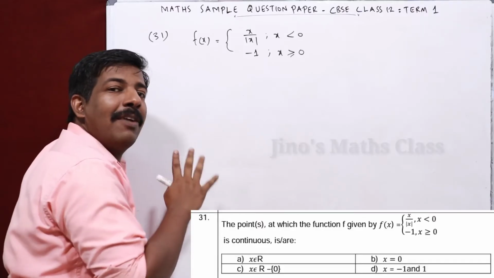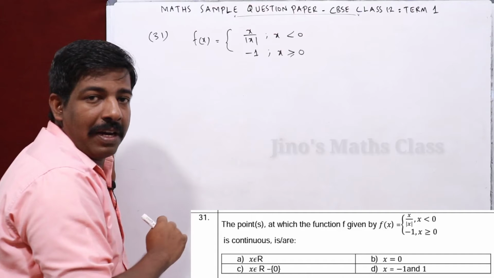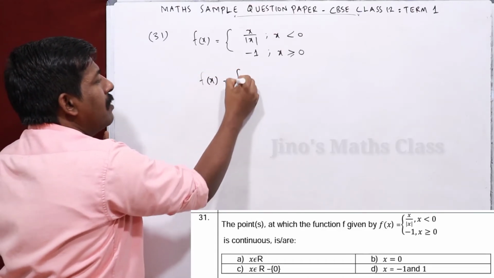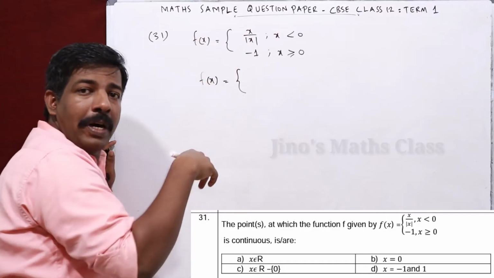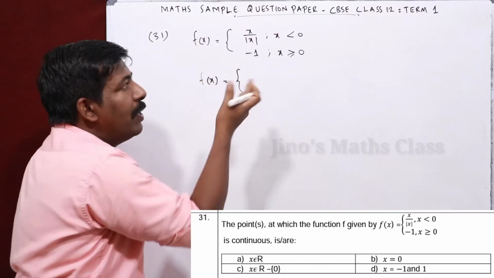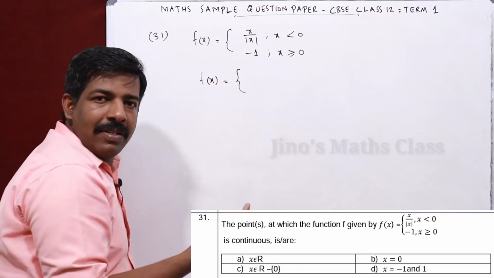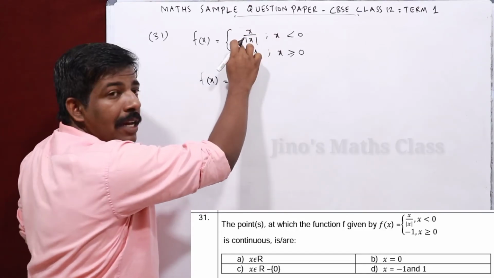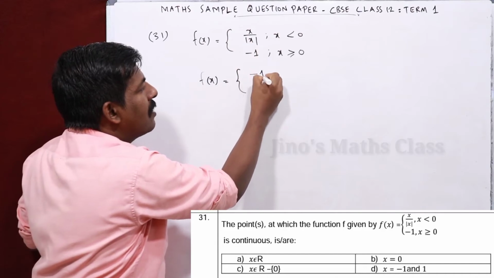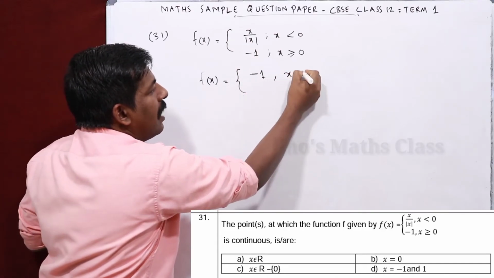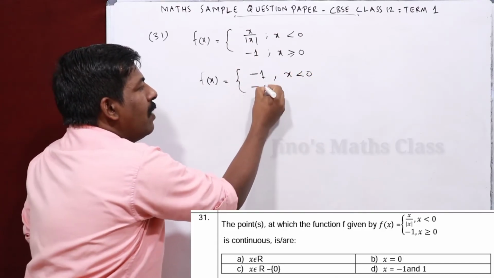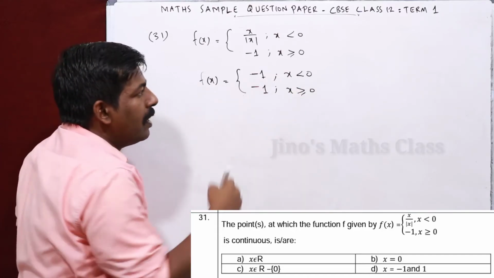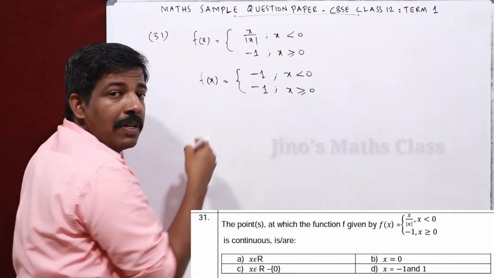Question number 31. Here we have to find the points at which this function is continuous. So for that we can write the function again, and here f of x is equal to x by mod x when x less than 0. We know mod x is negative x when x less than 0. That means this ratio is x by negative of x. That means we can say it is negative 1 when x less than 0, and here it is given negative 1 when x greater than or equal to 0. That means for any value of x, f of x is negative 1.